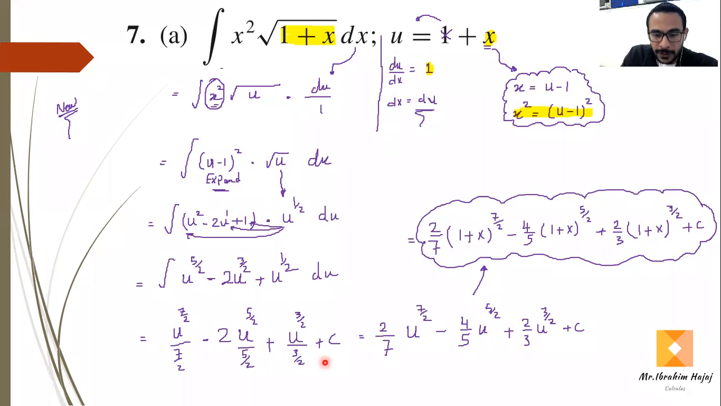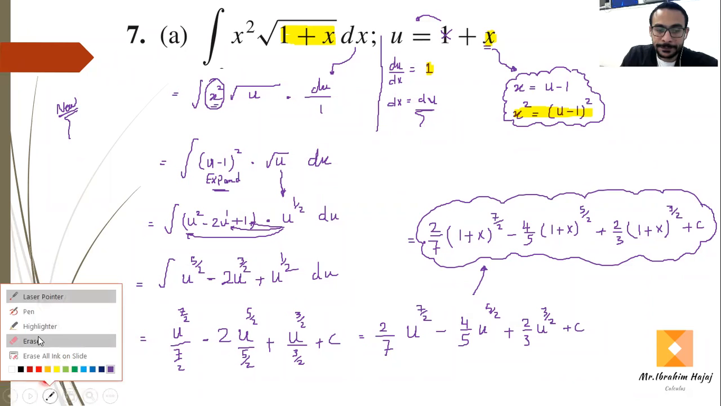If we have a fraction in the denominator, you can cancel it out or flip it. Okay, you can flip it. So instead of over 7 over 2, you can write it as 2 over 7. When it's over 3 over 2, you can write it 2 over 3 up here. And then return the u back to its original value, 1 plus x. Yes, this is our answer.